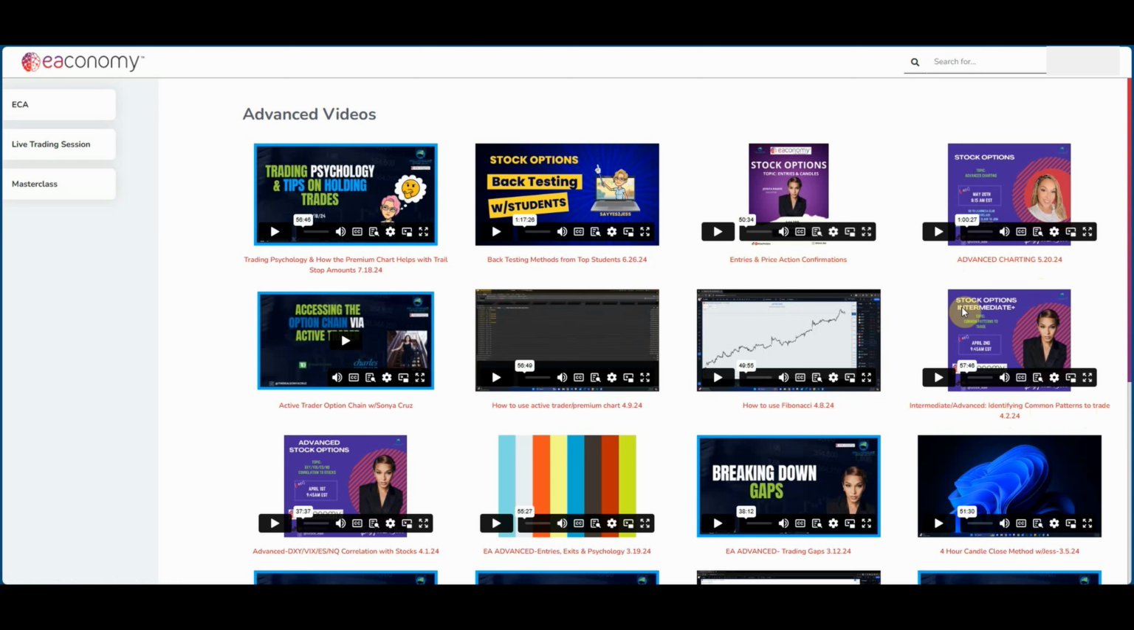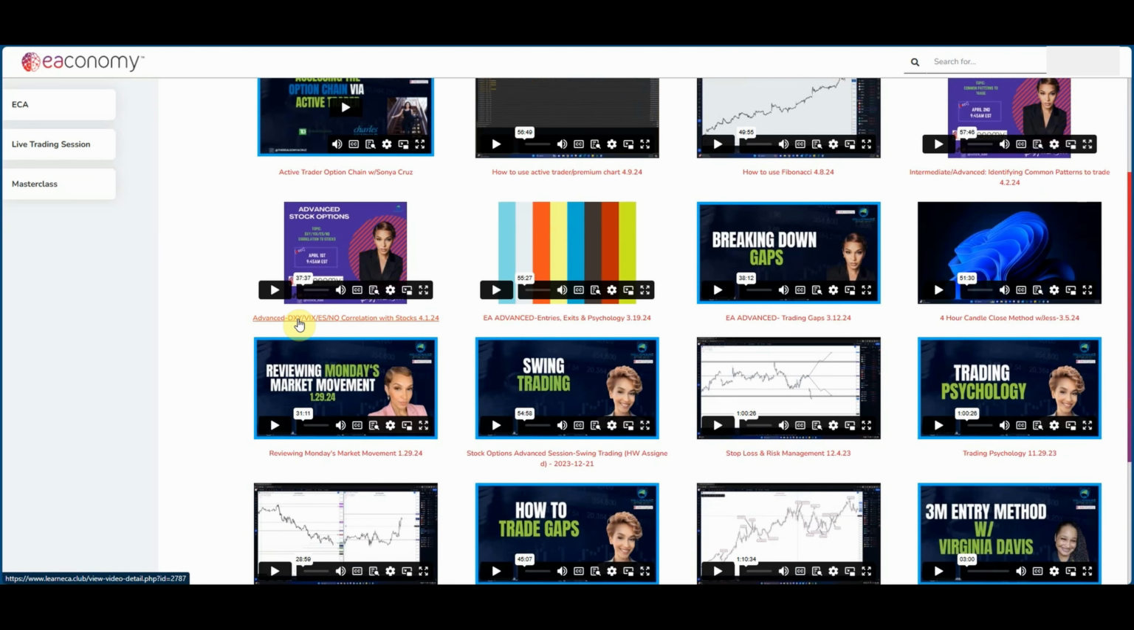Now, because you're going to have access to the Manara tool, I guess this one could be a good watch, but you're going to have access to the patterns, so you don't have to identify them yourself anyway. You've got correlation of certain indices with stocks. Understanding that could be very useful.